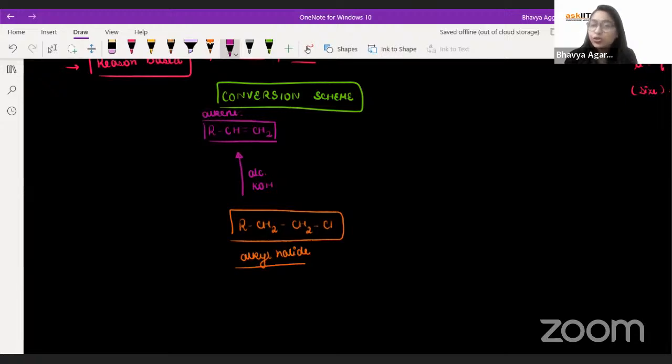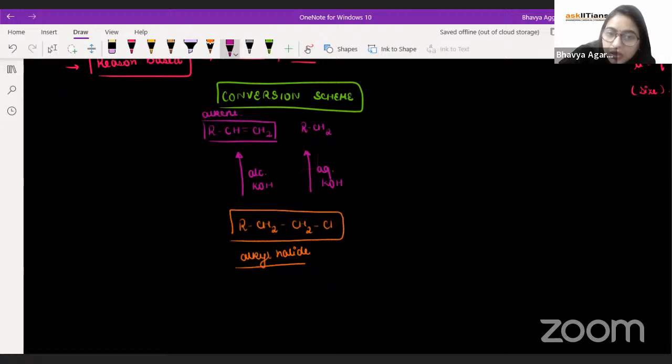I can convert it into an aldehyde or a ketone. Remember ozonolysis. So there are many further reactions which I can do on an alkene and do my conversions further. Whereas at the same time, instead of using an alcoholic KOH, if I use an aqueous one, then, right, Bhumi, a substitution reaction forming an alcohol.